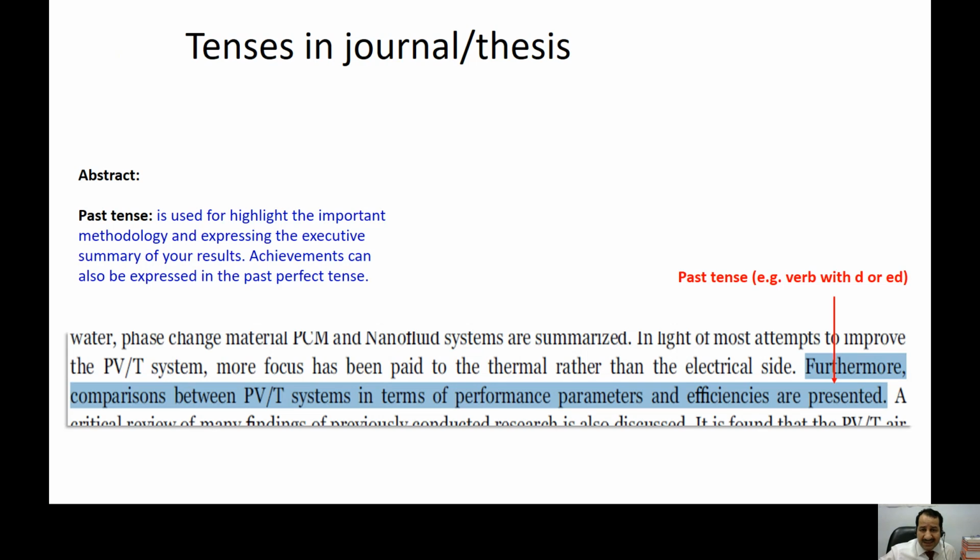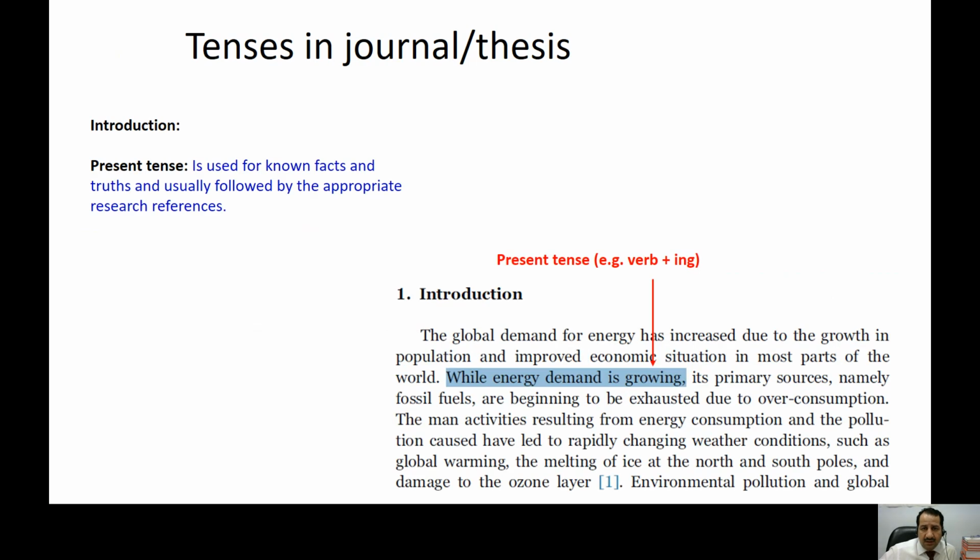Also, you use past tense to highlight the important methodology and to express the executive summary of your results. Achievements can also be expressed in the past perfect tense. For example, see here, highlighted in the same abstract: "Furthermore, comparison between PVT systems in terms of performance parameters and efficiency are presented." You see here, past tense, presented. Verb with ed, you see.